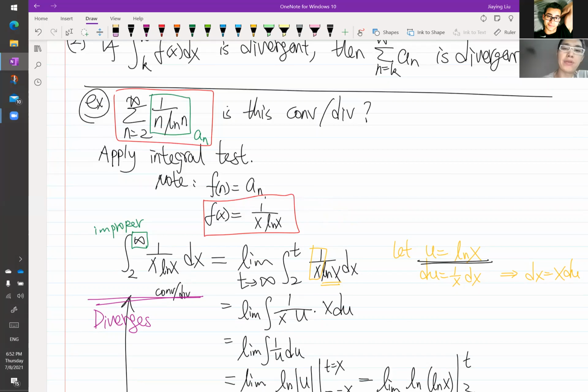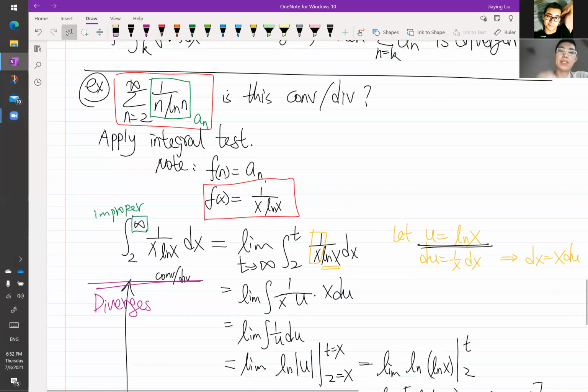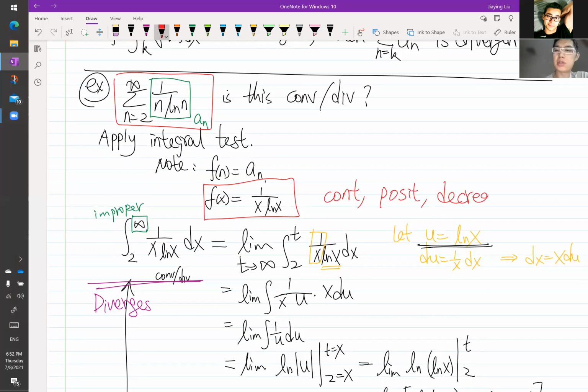So if you're not sure, you can always use Desmos to plot this function to get a quick visual. But by just quickly looking at the function, we know that it's continuous, positive, and decreasing on the interval 2 to infinity. So that's sort of the condition.